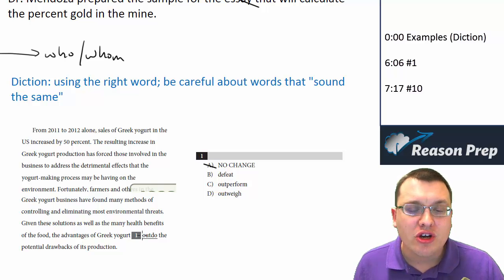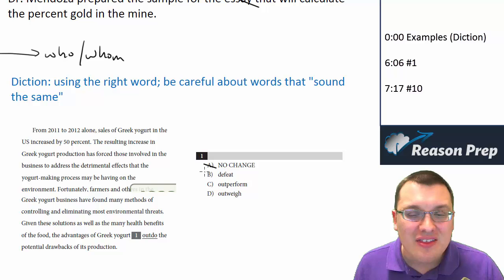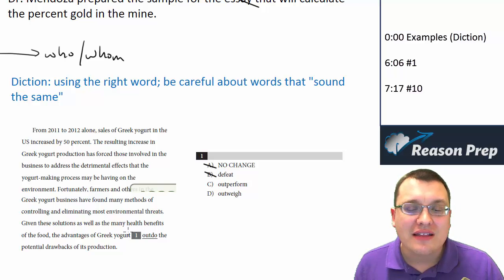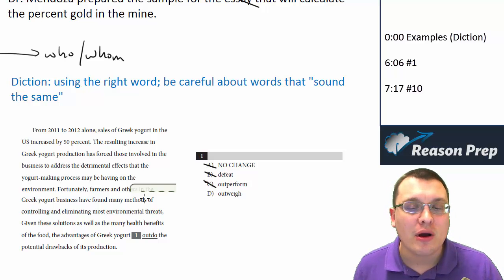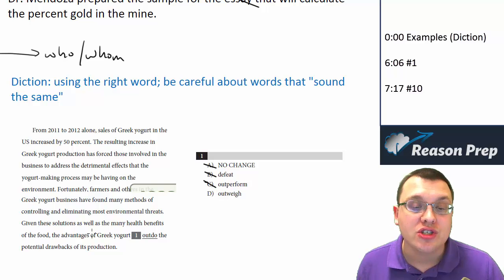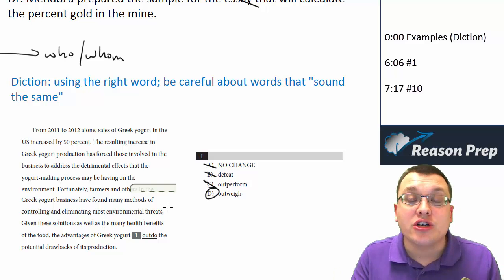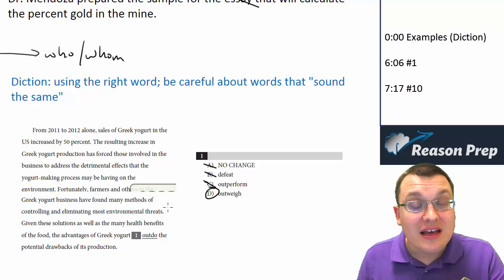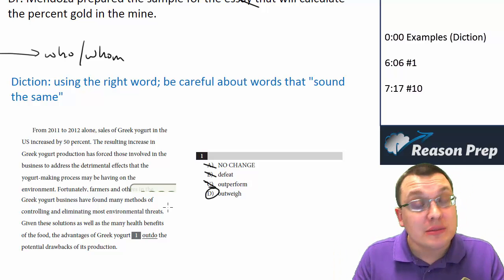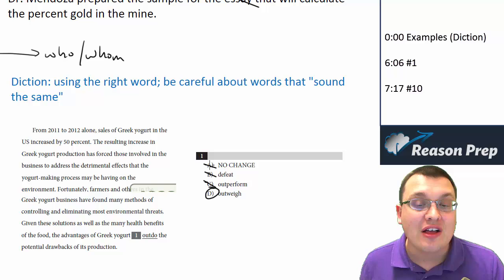The advantages of Greek yogurt defeat the drawbacks? Nah, they're not really having a battle or anything. It's too direct and too active. The advantages outperform the drawbacks, still not quite precise, not quite what we want, but outweigh looks good. The advantages of Greek yogurt outweigh the potential drawbacks, right? Because you're balancing out, you're comparing and contrasting the advantages and disadvantages. And it turns out the advantages outweigh, they're more substantial than the drawbacks. So that's why we would go with D.